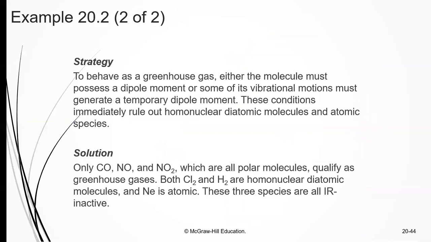So when we go through and look at them, carbon monoxide, nitrogen monoxide, and NO2 are the only polar molecules that we have from that list, right? Neon definitely can't be polar because it's just by itself. And then chlorine and hydrogen can't be polar because they're the same atom, right? Those other ones do have the ability to create this temporary dipole, which is going to allow them to create vibrational motion. So when we look for greenhouse gases, we're looking for something with a permanent dipole moment or something that can create a temporary dipole.